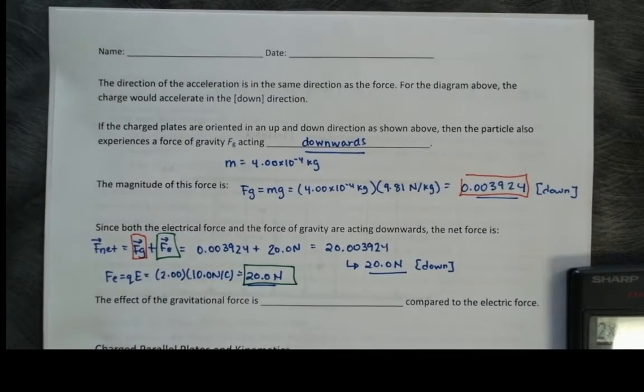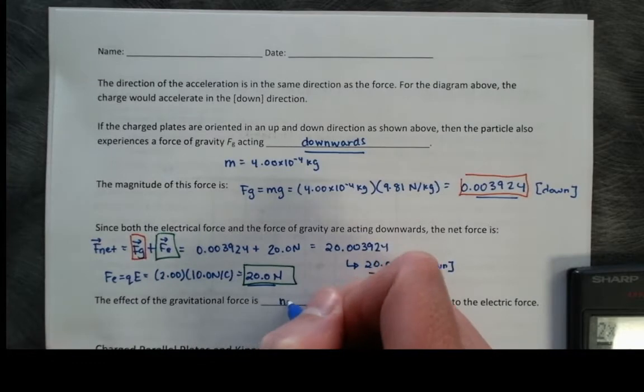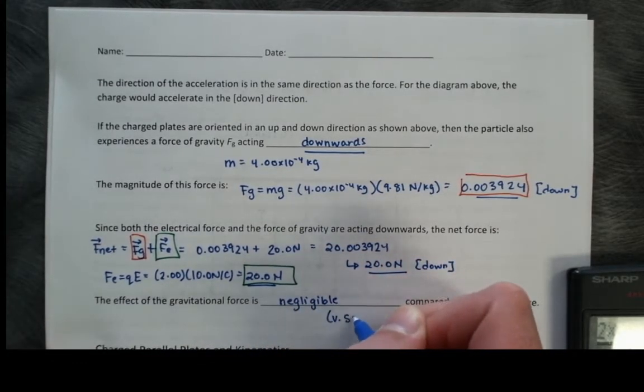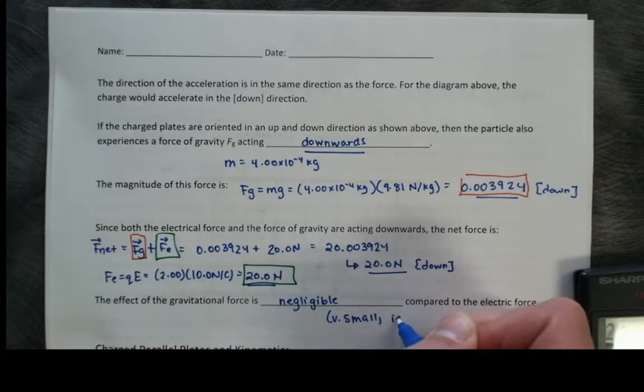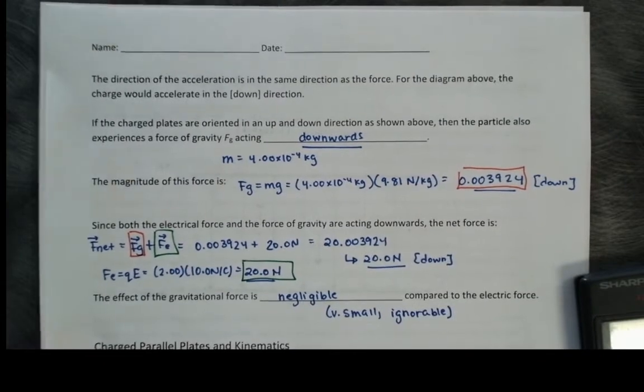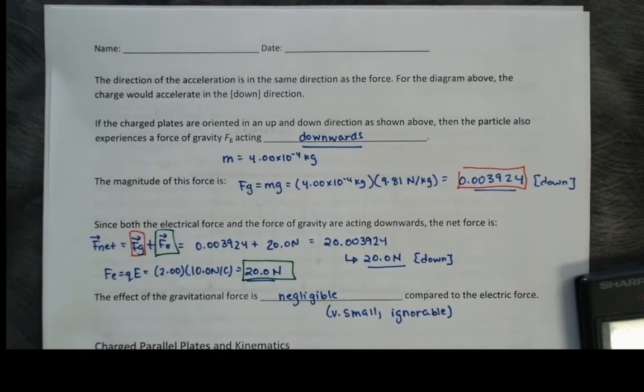When particles are super, super, super tiny, gravity is what we would say is negligible. So it's very small. It could also mean ignorable, right? We don't really care. It's so small, it doesn't change our answer, okay?